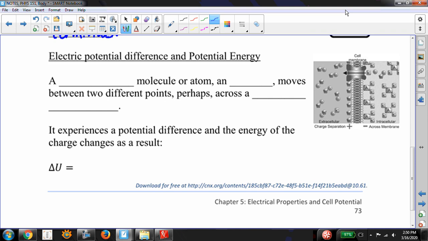Alrighty, so let's look at electric potential difference and potential energy. This is closely following what we were doing before. A charged molecular atom, so that's going to be either a cation if it's positive or an anion if it's negative. So this is an ion, cation or anion, moves between two different points. Perhaps, I don't know, across a cell membrane, since this is physics of the body.